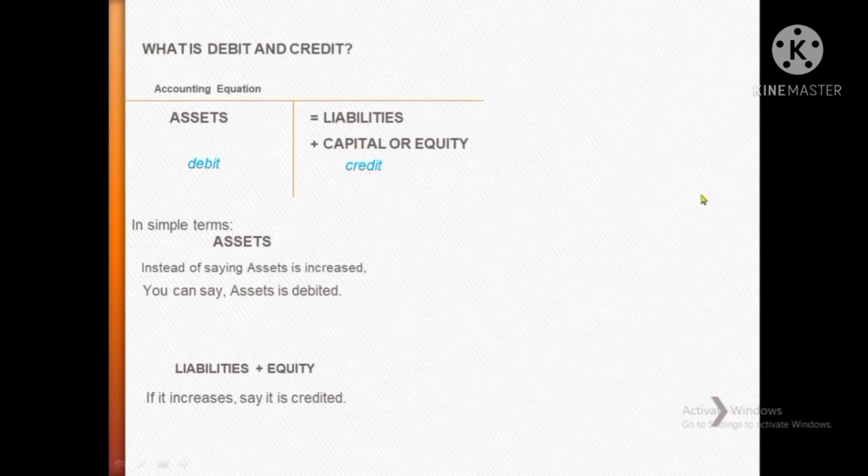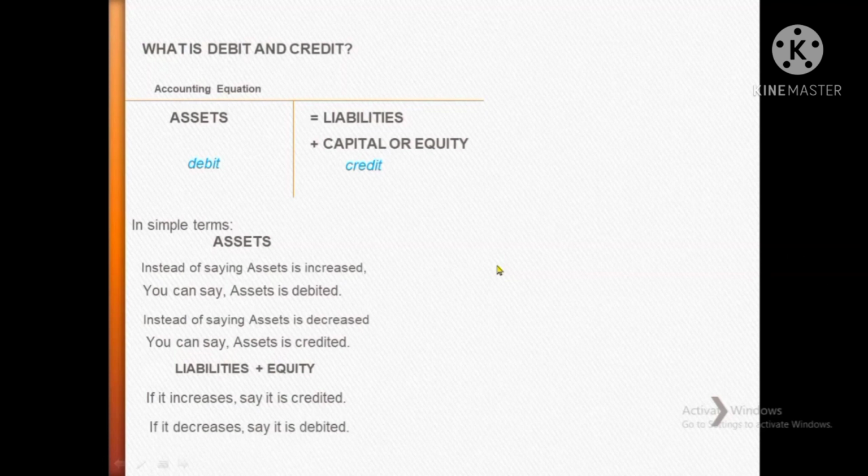And of course, in the opposite, instead of saying the assets are decreased, we can say that the assets are credited. And of course, if the liabilities and equity decrease, we can say they are debited.